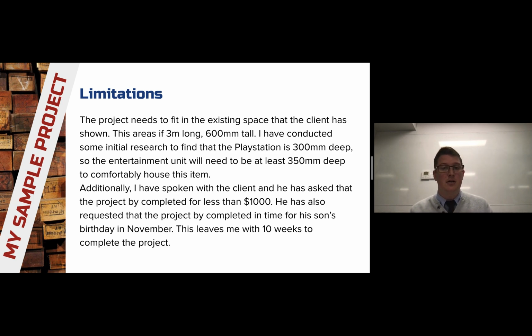The client has also said that this project needs to be completed in time for his son's birthday in November. So that's given me 10 weeks left to complete this project. So that's the restrictions I'm working within. The restrictions are the size, 3 meters by 600 by 350 millimeters deep, $1,000 for the price, 10 weeks for the timing. So they're my restrictions there. Now, if I think back to what the client said earlier, they've also given me some ideas about themes. So I'm restricted to things like matching in with a Hamptons theme, matching with matte black finishes, like maybe drawer handles or doorknobs or things like that would be made from matte black. So that helps me tie those in as well.